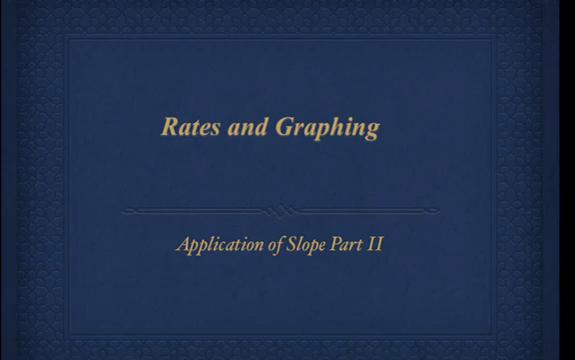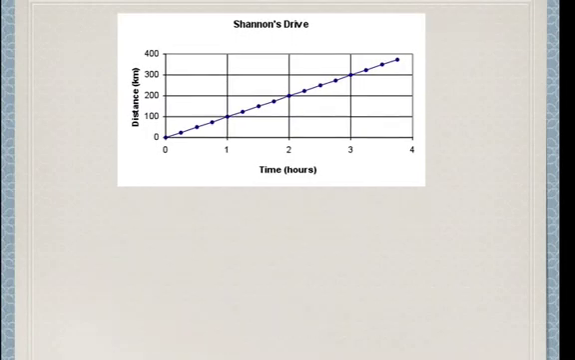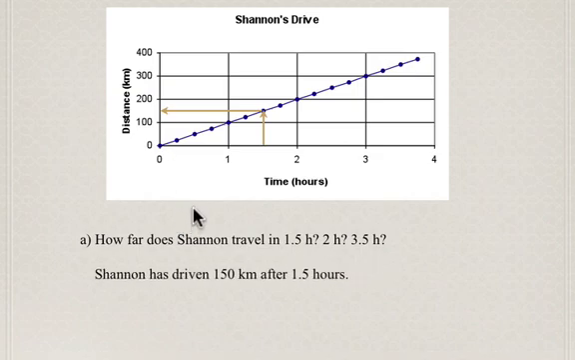So here's the answer to the last question that we were asking about Shannon's trip to Toronto. The first question we were looking at is how far does Shannon travel in 1.5 hours, 2 hours, and 3.5 hours? As before, we have to find 1.5 hours on our graph and read up to the line and then go across to the vertical axis, and we find that Shannon has driven 150 kilometers in 1.5 hours.